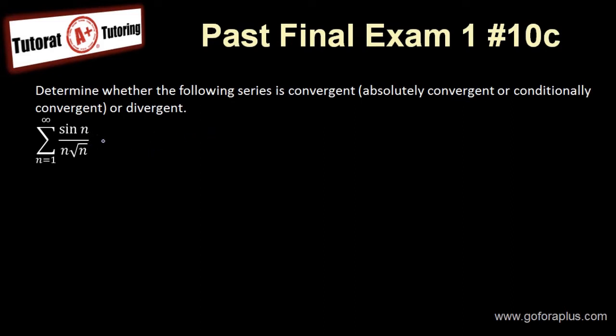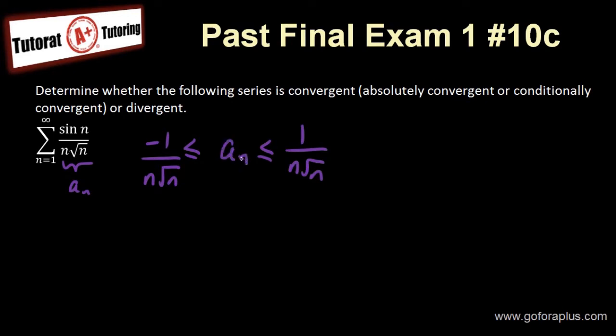Well, let's say this is a_n, right? So I know that this must be in between minus 1 over n square root of n and 1 over n square root of n. So this a_n is in the middle, right? Because I know that sine of n must be in between minus 1 and 1. So that's why I end up with this value here.